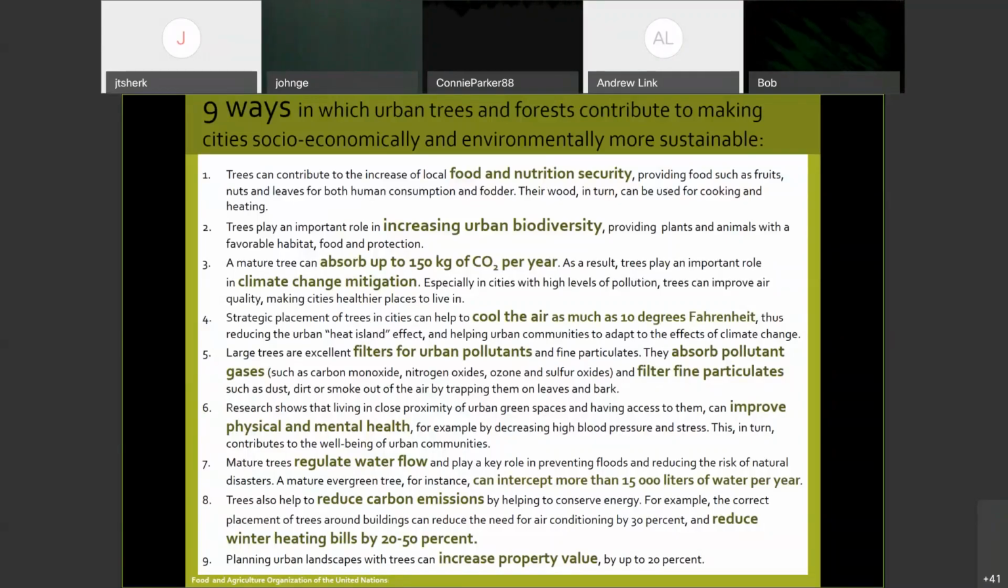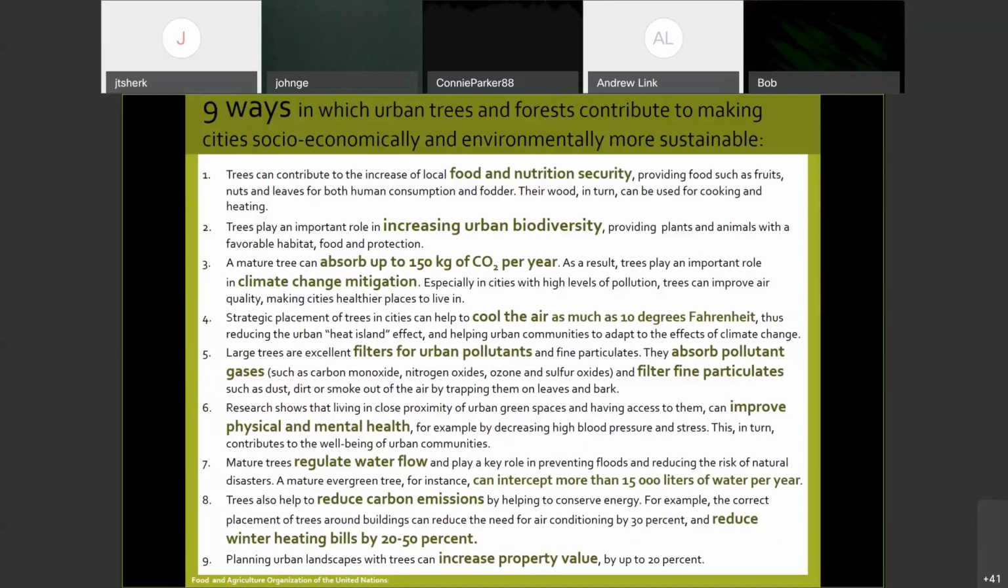biodiversity, like I just mentioned. And a mature tree can absorb up to 150 kilograms of carbon dioxide per year, so that helps to mitigate climate change. They can cool the air as much as 10 degrees Fahrenheit under a tree. They filter urban pollutants, absorb pollutant gases, filter fine particulates, and they can improve mental and physical well-being.